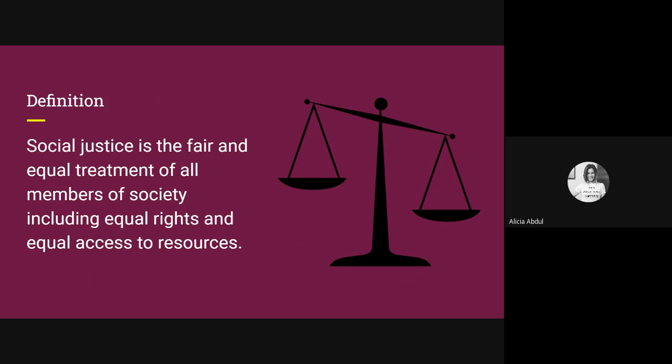So some of the topics that you'll find in the stations and in your own research are certainly issues that are of great importance. But what you need to focus on is how it is about the fair and equal treatment of a member or group of people in society and about equal rights and equal access.